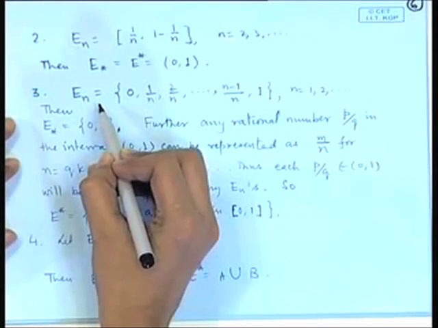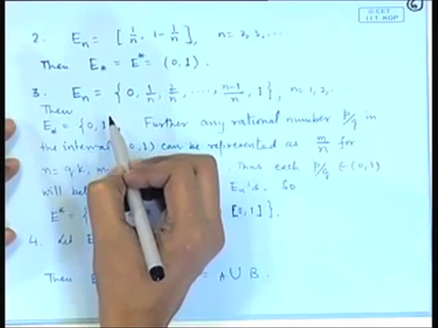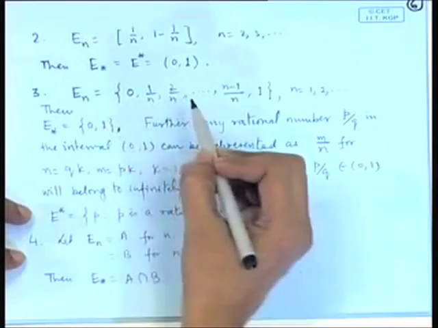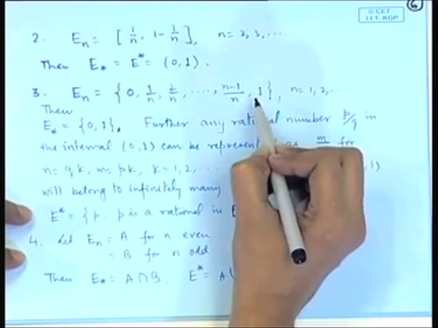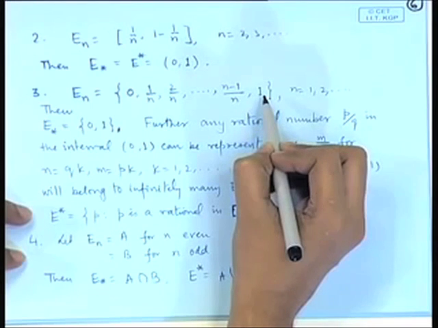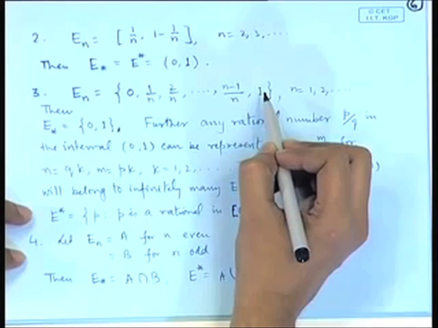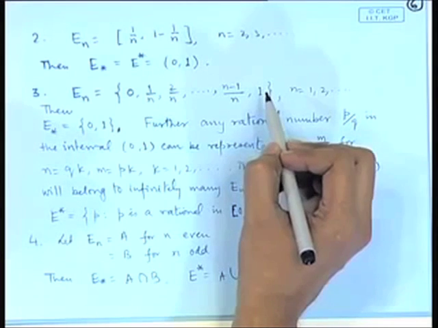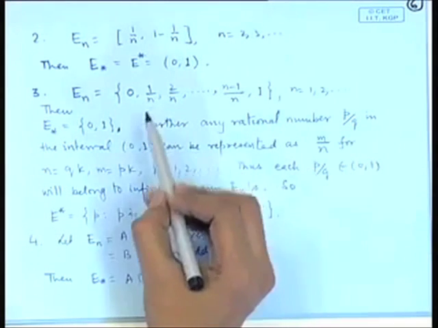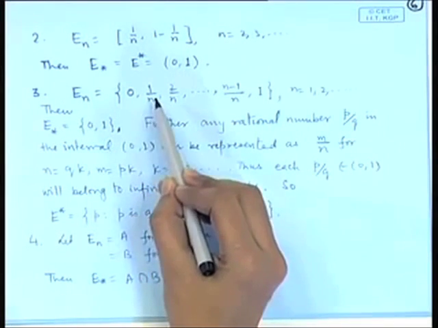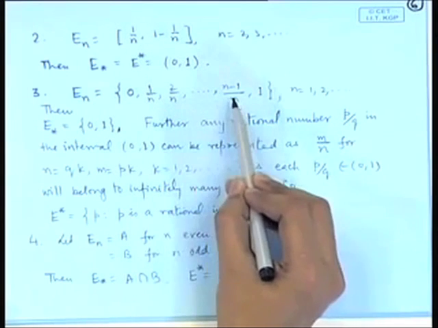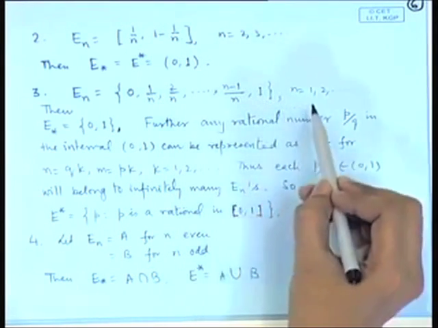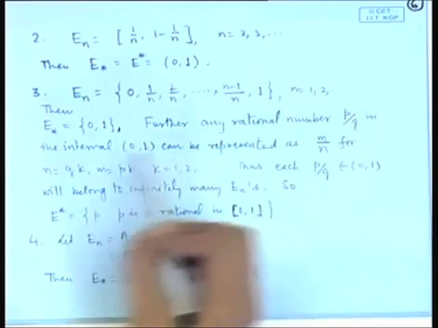Now I will give an example where the set En has a finite number of points, and here E lower star and E upper star are different. Consider the set En given by 0, 1 by n, 2 by n, up to n minus 1 by n, and 1, for n equal to 1, 2 and so on.